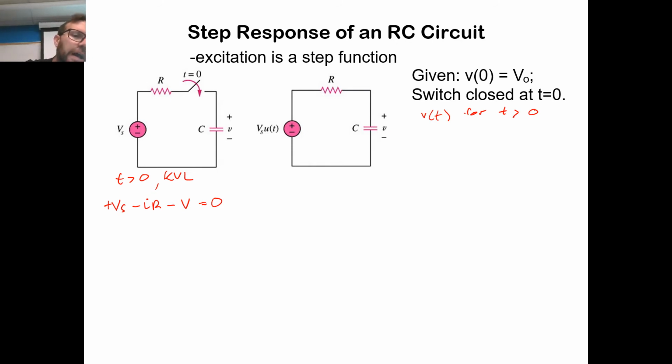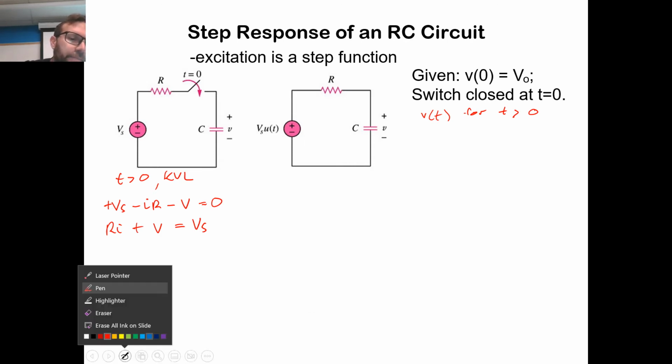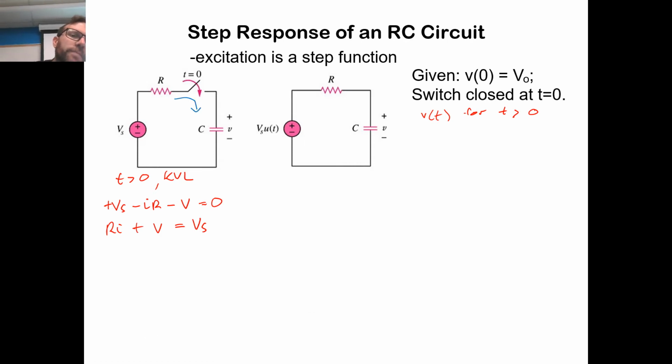So we have R times I. I'm going to rewrite this formula here. Okay, so Ri plus V is all equal to Vs. All we've done is move the constant Vs to the other side, and now we have R times I. I do want to remind that the current flowing through this thing.